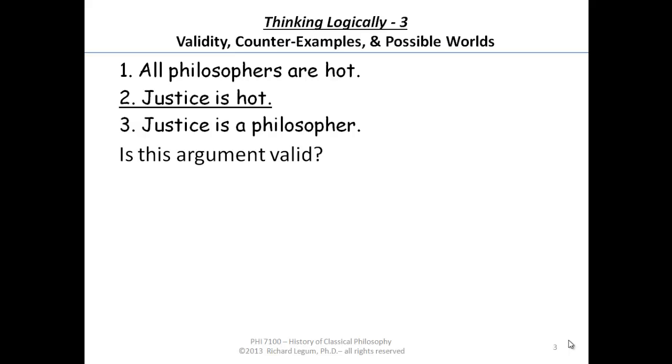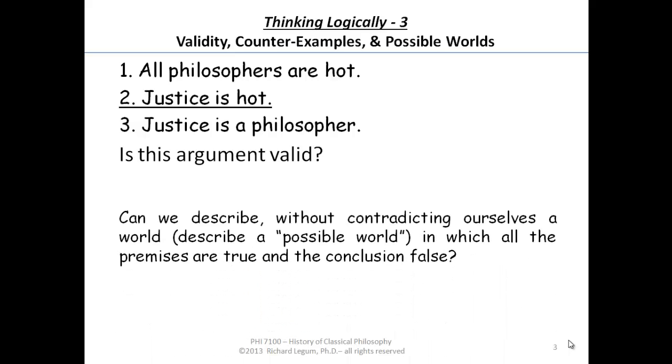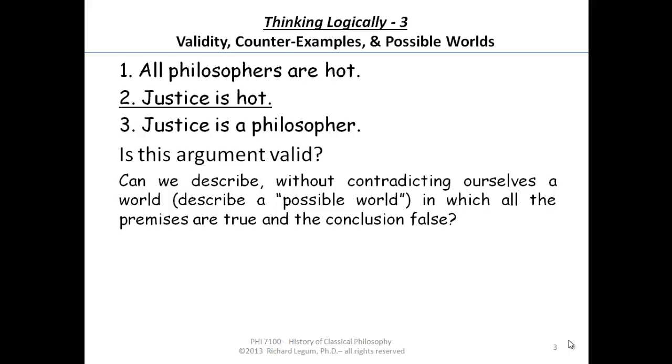Now, I said it's an invalid argument, so that should give you a hint. But remember, in figuring out if the argument's valid, it helps to go by the definition of validity. So the question is, can you describe a situation without contradicting yourselves in which the premises are true, that is, all philosophers are hot and Justice is hot, but the conclusion is false, where Justice is not a philosopher?